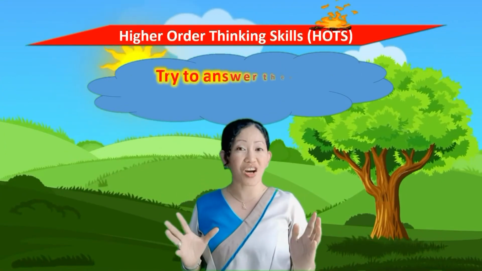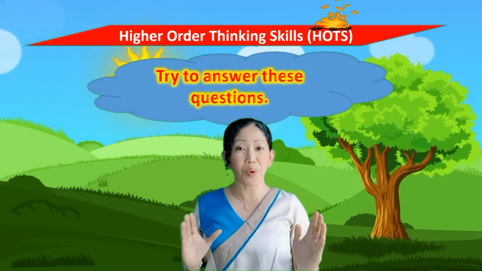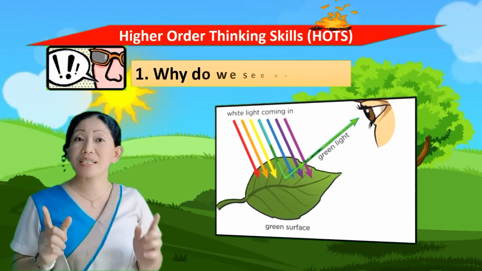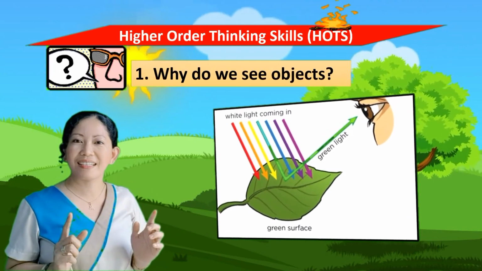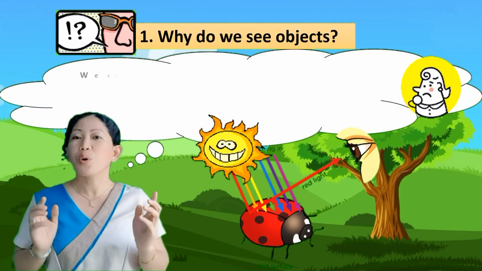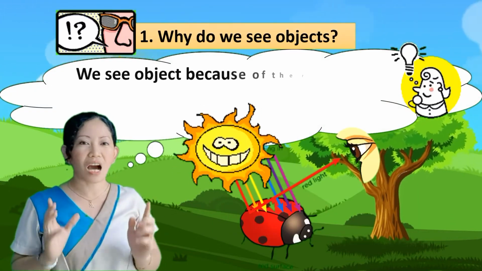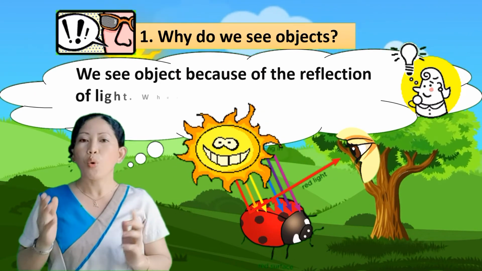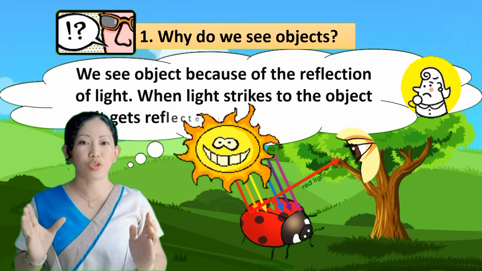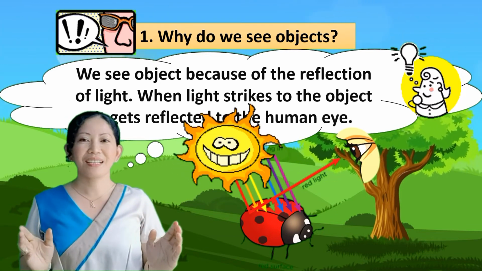You answer these questions to measure your thinking skills. Number 1, why do we see objects? Very good. We see objects because of the reflection of light. When light strikes the object, it gets reflected to the human eye.